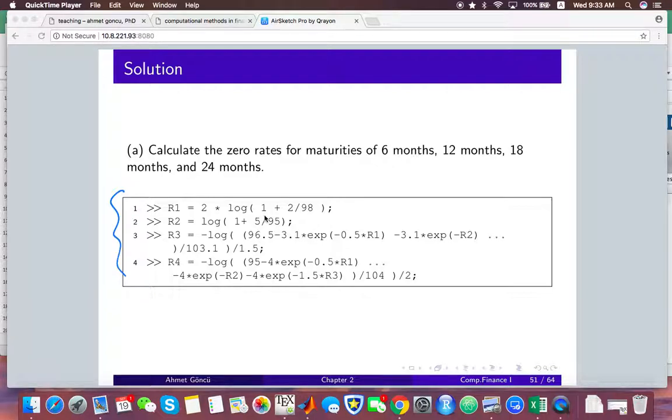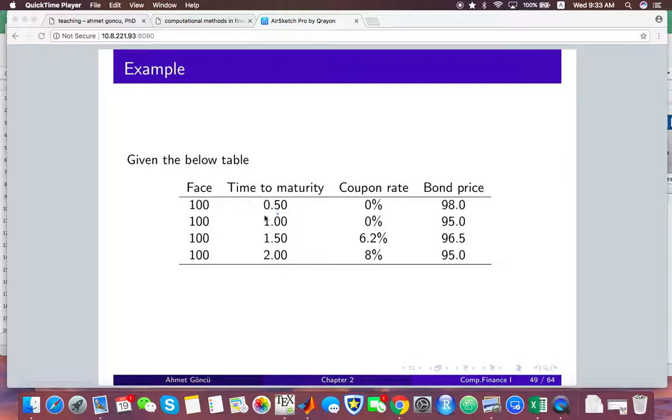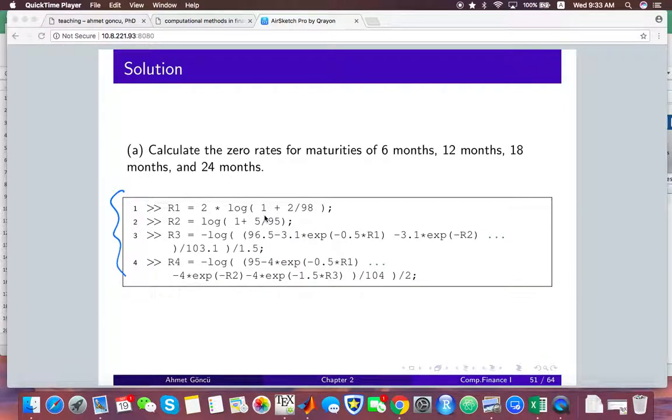For the second one, again using the table, you can see that we have 0 coupon payment and we have $95. So we can do the natural log of 1 plus 5 over 95. This gives us the zero rate for the 1-year maturity.